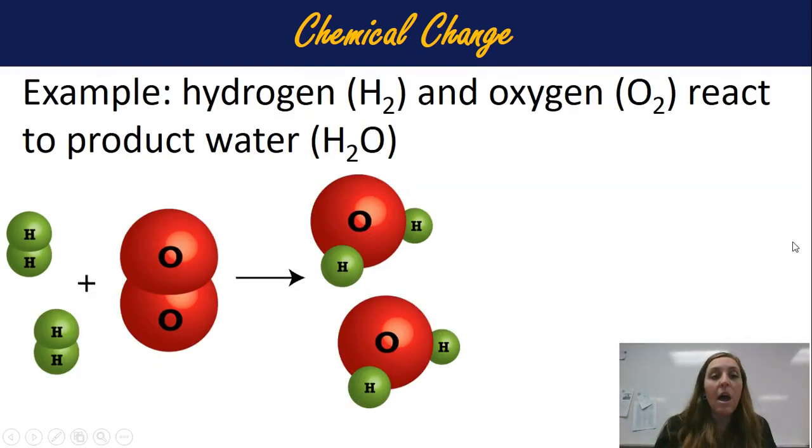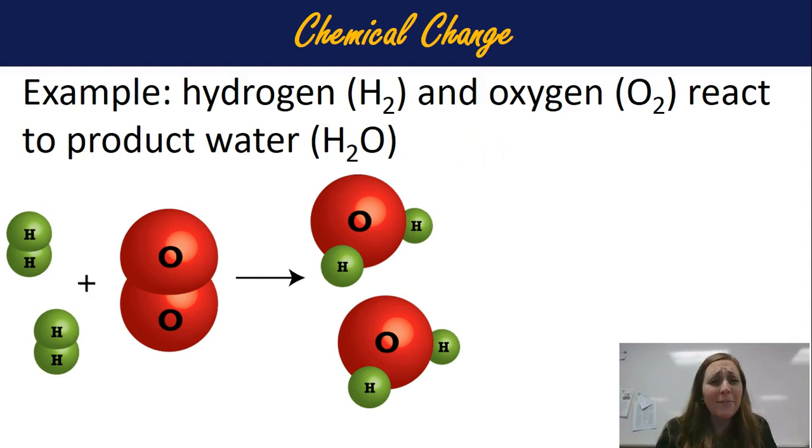So here it is written out, hydrogen, H2, and oxygen, O2. So here's your hydrogen, H2, and your oxygen, O2. React to form water, H2O. If you notice in the formulas, H2 is seen at the beginning, and it's not with anything else. O2 is seen at the beginning, not with anything else, and now you have H2O that's not observed at the beginning, so you know that this is a chemical change or a chemical reaction.